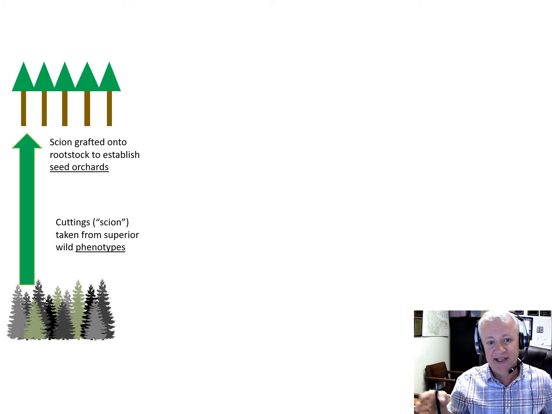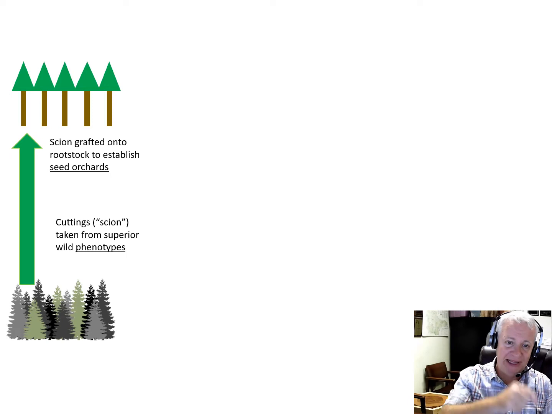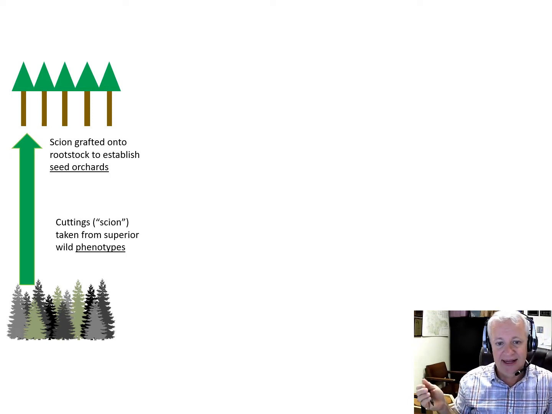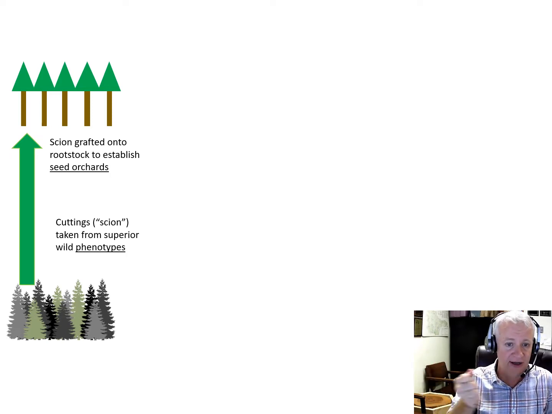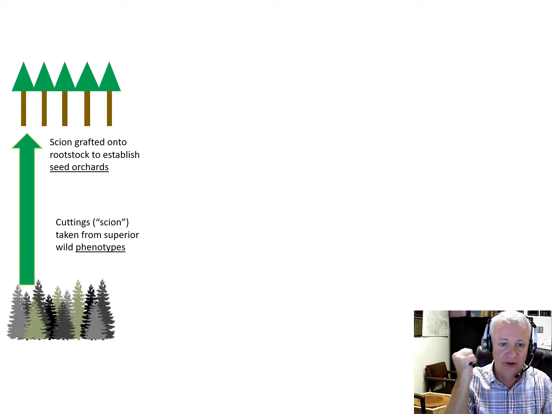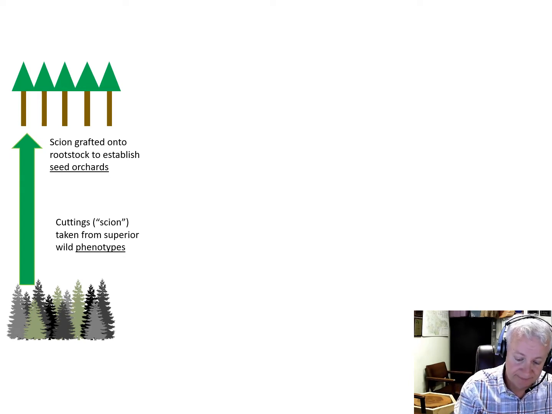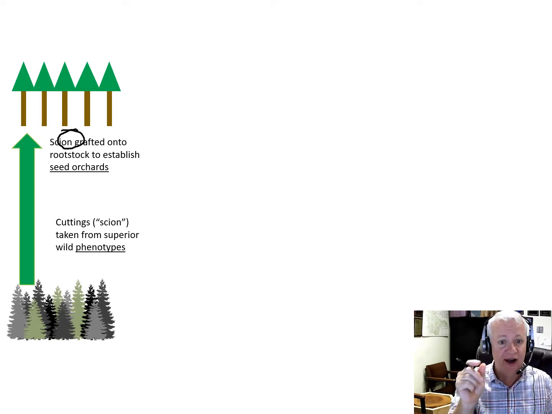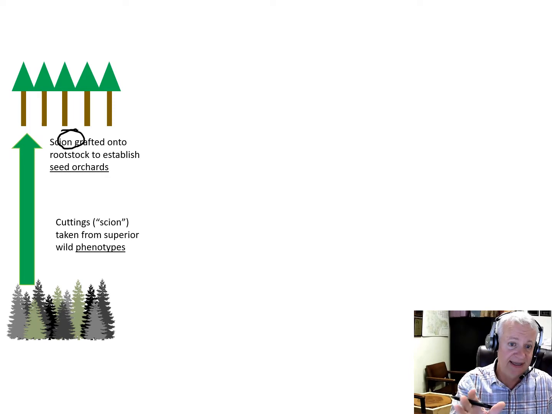So you establish a central location, and you've planted seedlings in that location. They're just growing as seedlings. And after a year or two, you come along with those cuttings from the phenotypically superior wild phenotypes, and you graft those cuttings. Those cuttings are called scion. Okay, scion. Those are grafted onto that rootstock in the seed orchard.